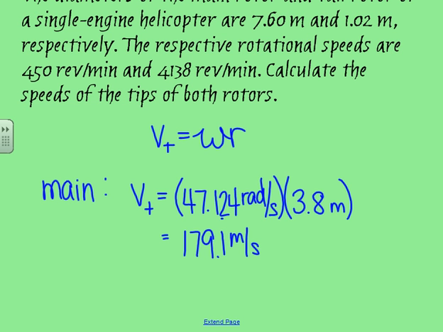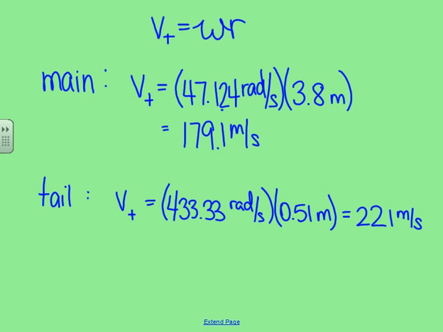Now I'd like you to pause the video and figure out the speed of the tail rotor, the speed of a point that's on the tip of that tail rotor. For the tail rotor, the angular velocity is 433.33 radians per second. The radius is 0.51 meters, and this gives you a tangential speed of 221 meters per second. Let's move on to another example problem.